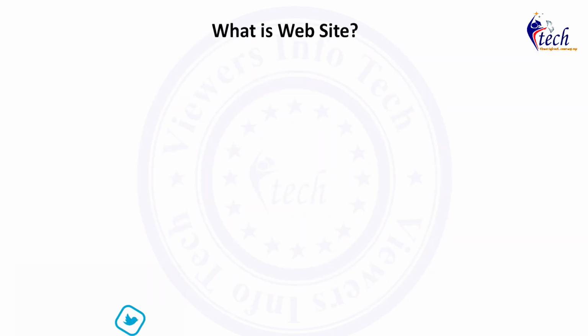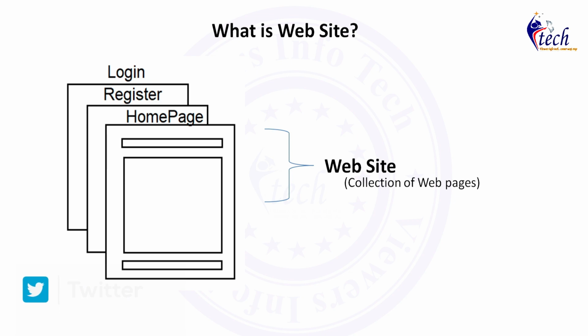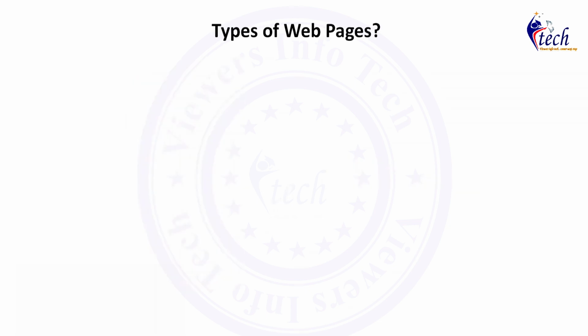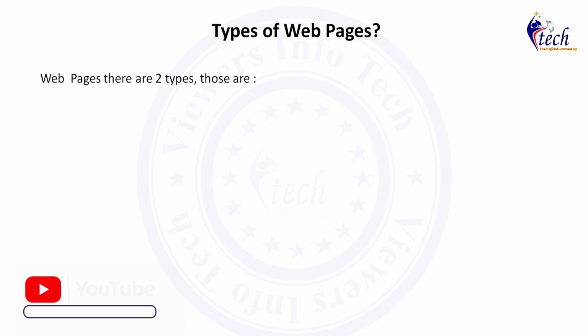And what is a website? A website is a collection of web pages. Suppose you take a login page, registration page, or user home page, all these pages together are a collection of web pages. So what is a website? A website is a collection of web pages. And next, coming to the types of web pages. There are two types of web pages: static web pages and dynamic web pages.